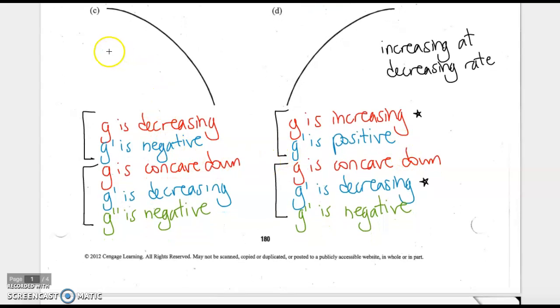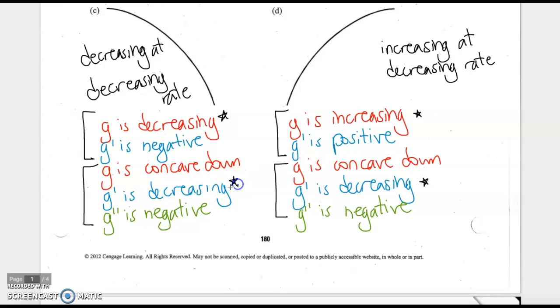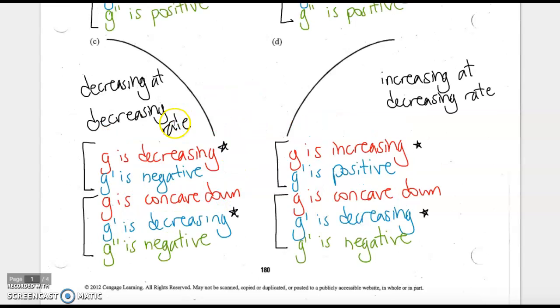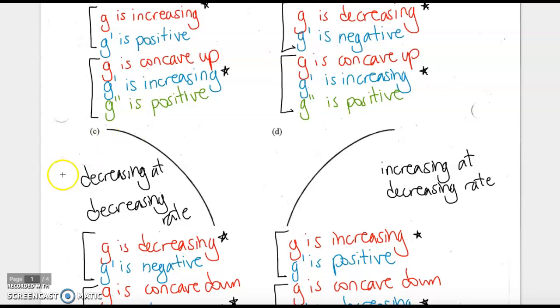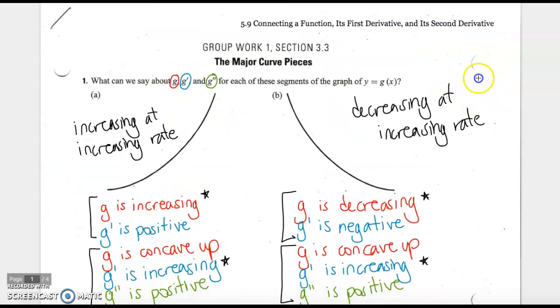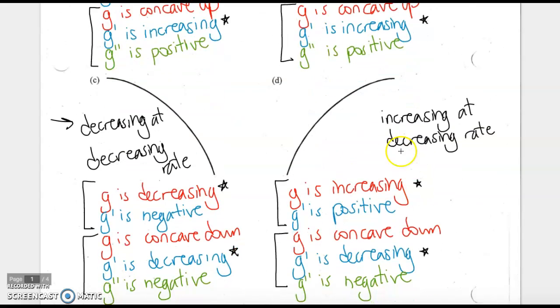And then in part C, we would say that this is decreasing at a decreasing rate. Okay, so the C. This is pretty tricky to remember, and so is this one. These ones make sense: increasing at an increasing rate, increasing at a decreasing rate. The decreasing parts are the ones that are a little confusing. So make sure you extra write those down.